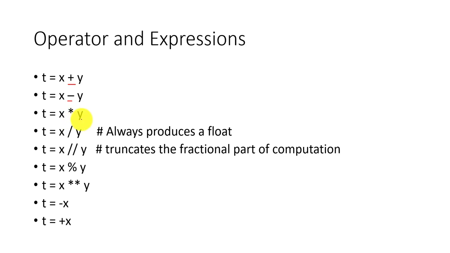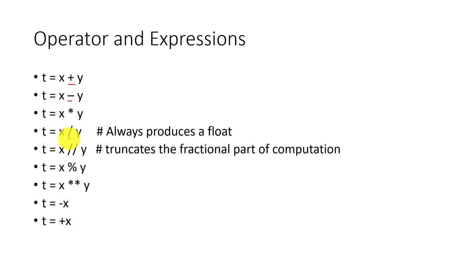On the same lines, star is the multiplication operator. If x is 5 and y is 4, then t will get the value 20. And next we have this slash operator, and this is the division operator. In this case, if x is 5 and y is 2, then t will get the value 2.5.